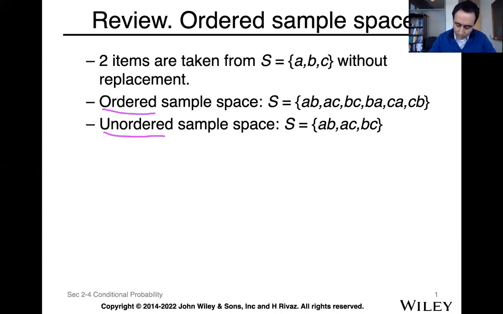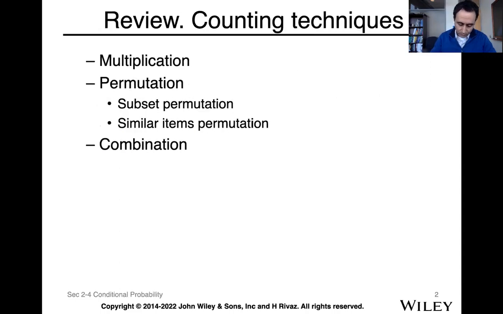So ordered means AB and BA are two different members, but unordered means that order doesn't matter. So instead of both AB and BA, we only have one of them. So we talked about three counting techniques: multiplication, permutation, and in permutation, we covered subset permutation and similar item permutation. And we finally talked about combination.